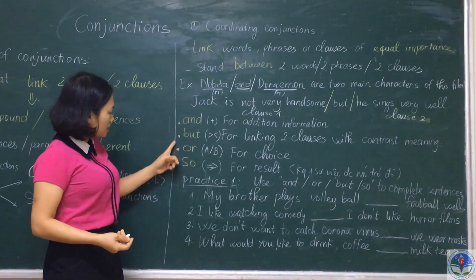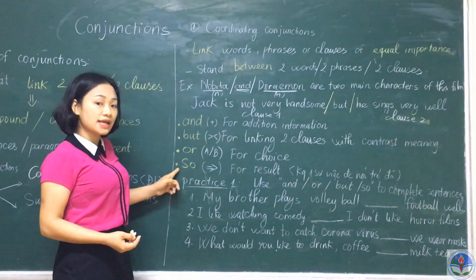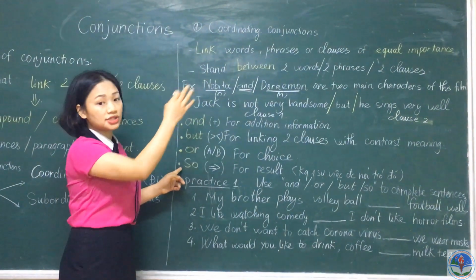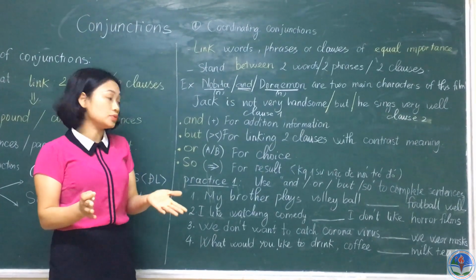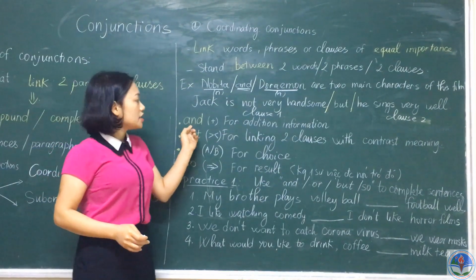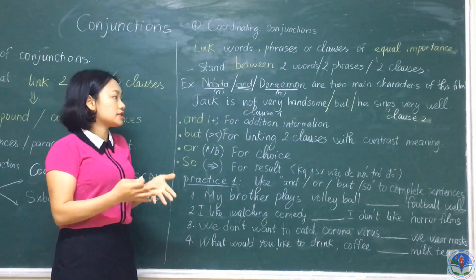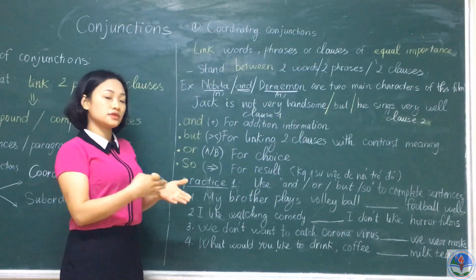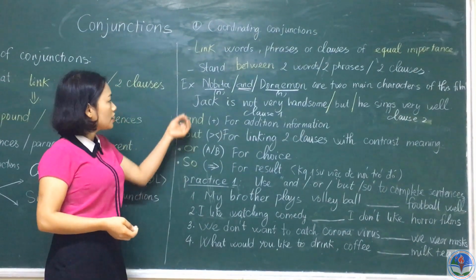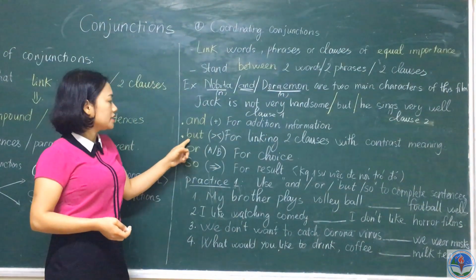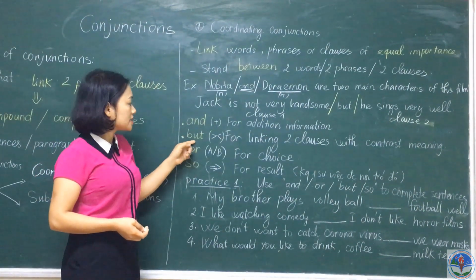Here, I'm going to introduce you to some conjunctions. They are coordinating conjunctions that are very popular. The first one is "and". You use "and" when you want to add information to the sentence or to the first clause. In this example, you see very clearly, right? The second one is "but".